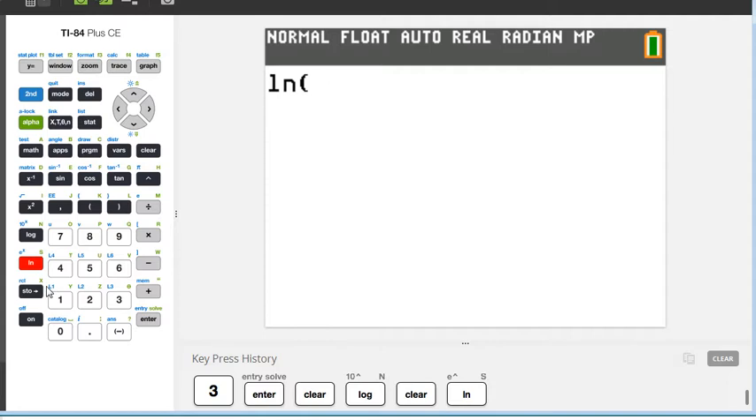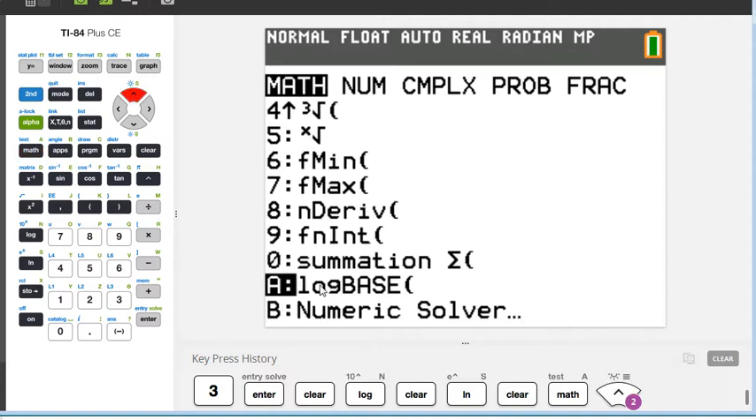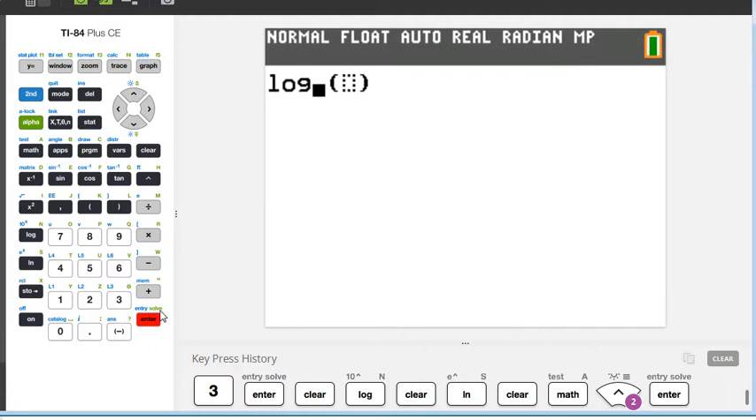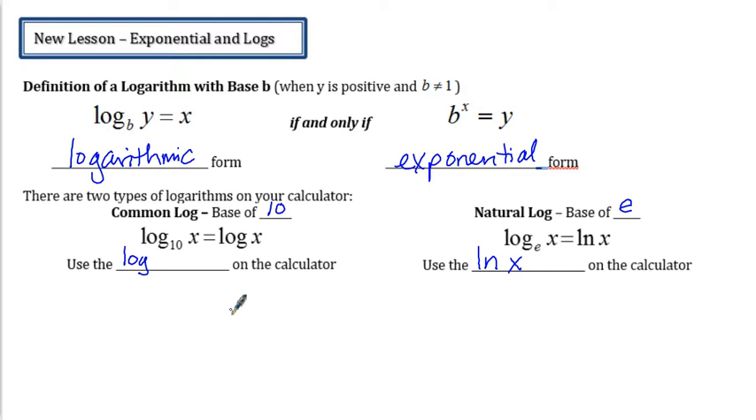For any other base, if you don't want a base of 10 or you don't want a base of e, you will go into your math menu and you'll go very close to the bottom here, log base. That will get you any other base. If you want a base of 3, you'll put a base 3 there, okay? So that's where you'll find the buttons on your calculator to help you with this. And just to remind you, you can jot that down. Any other base, use log base in the math menu. Okay?